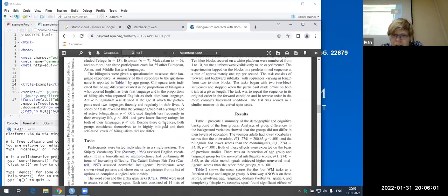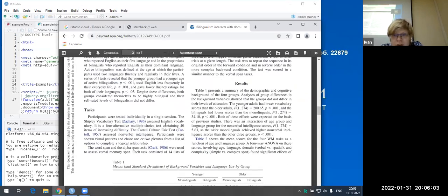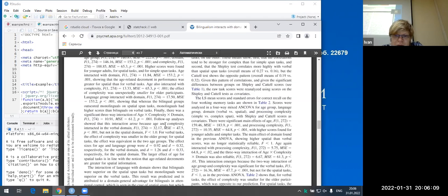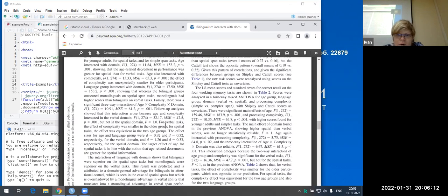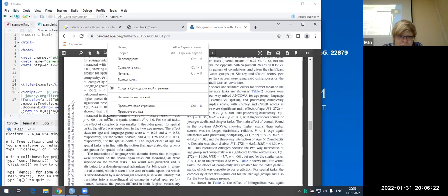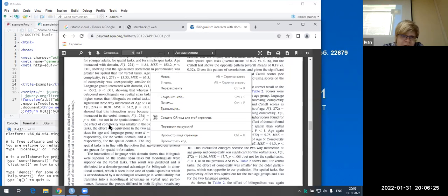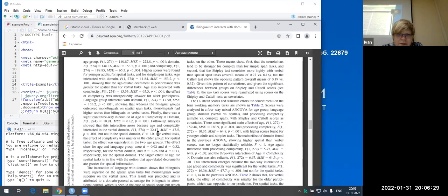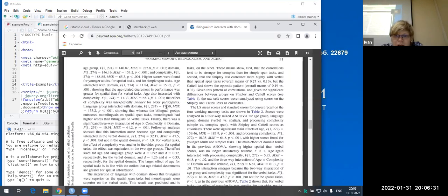So, results. Oh yeah, they actually use ANOVA. That is a bit more complicated than just a Q-test, but the logic is the same. So you report the statistic name, degrees of freedom, statistic value, and p-value. Sometimes you use anything else, for example, effect size, and so on. We'll discuss it later, I think.